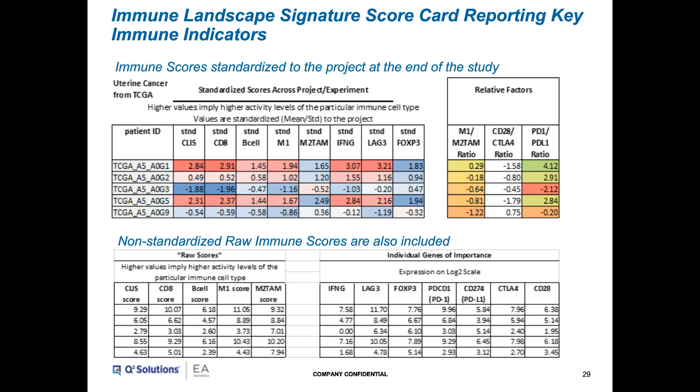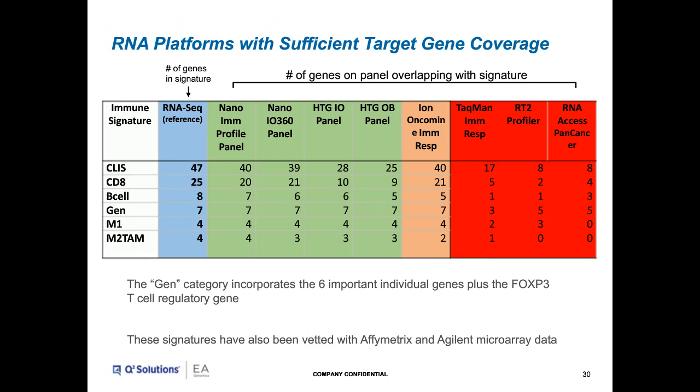And then we also provide information on individual genes, and we can do this across a variety of platforms. Obviously, a lot of the original data was derived using RNA sequencing, either from outside of TCGA data sets or using TCGA itself. But we've also used these immune signatures with NanoString in different types of panels and also with HTG. And so we feel very confident that these immune signatures can be implemented across a variety of platforms. Some of these are shown here, either in blue or in green.